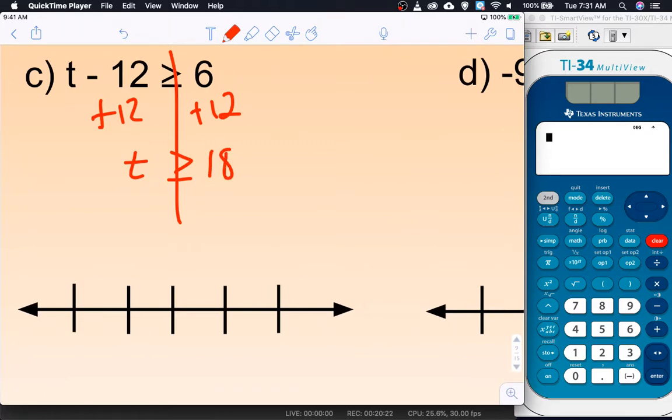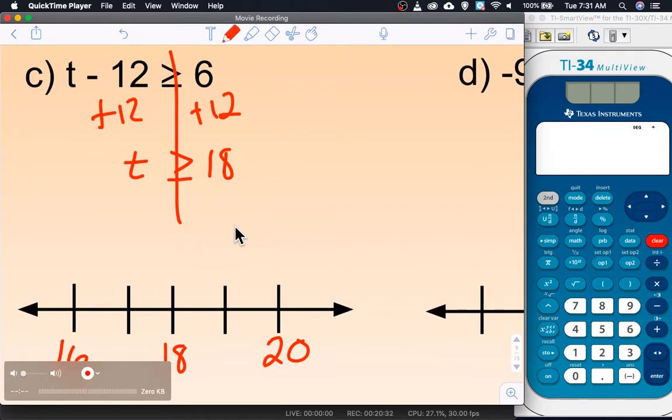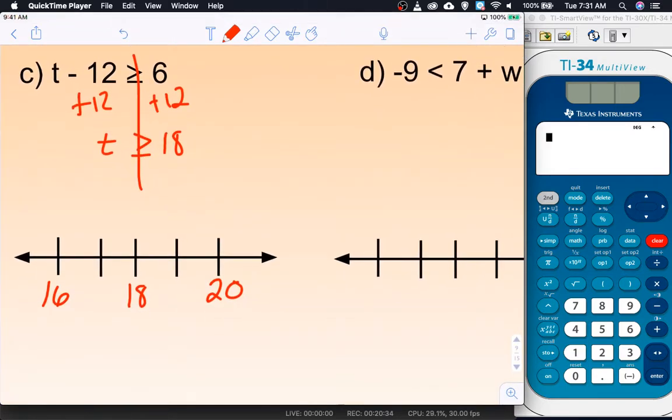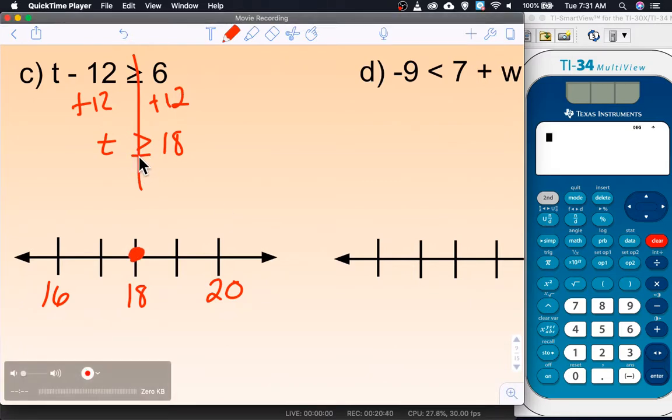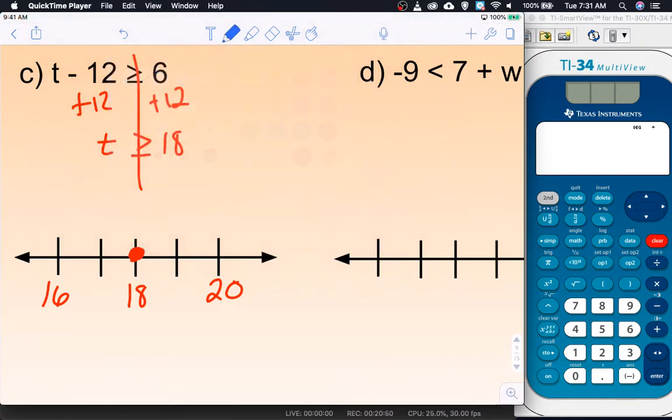That's 18. So I'm going to put 18, 19, 20, 17, 16. This gets a solid dot at 18 because of the or equal to, because of the little underlined line. This is a greater than symbol, so I'm going to be shading to the ones greater than. It also kind of looks like a little arrowhead pointing to the right. So we are going to shade to the right, which is the numbers that are greater than 18.